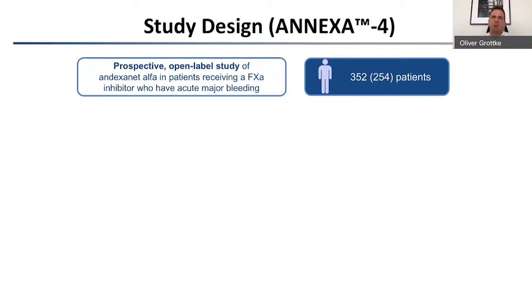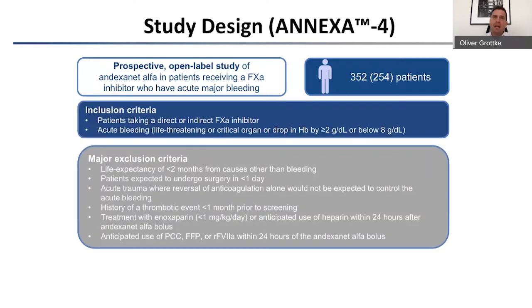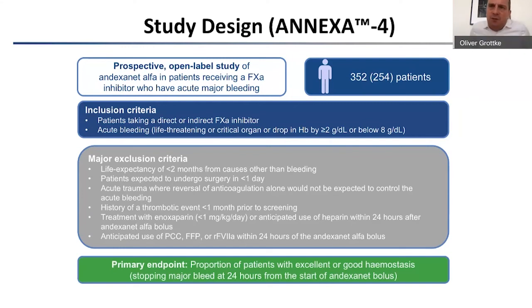It was a prospective open-label study investigating andexanet alfa in patients under Xa inhibitors who were bleeding. There were a lot of major exclusion criteria, and that's why most of the patients included had a GI bleeding or an ICH. And we have no data from the study about the combined use of PCC, fresh frozen plasma, and andexanet alfa, because those patients were excluded. So it was a little bit of an artificial setup. The primary endpoint was the proportion of patients with excellent or good hemostasis.